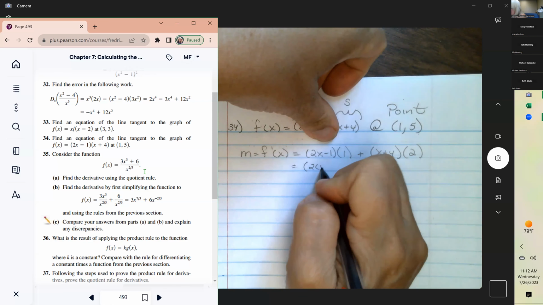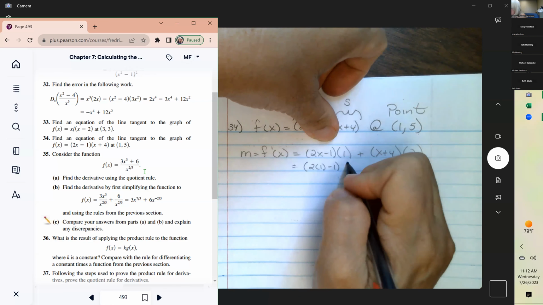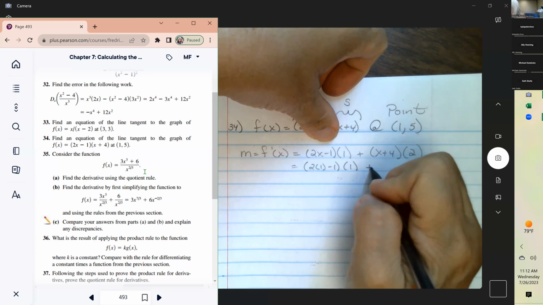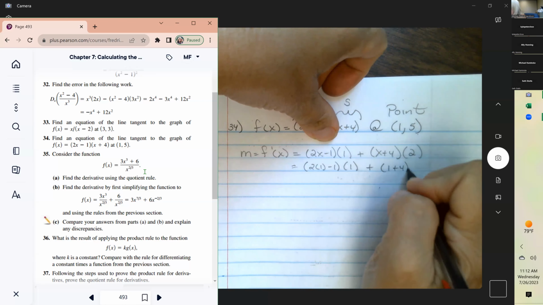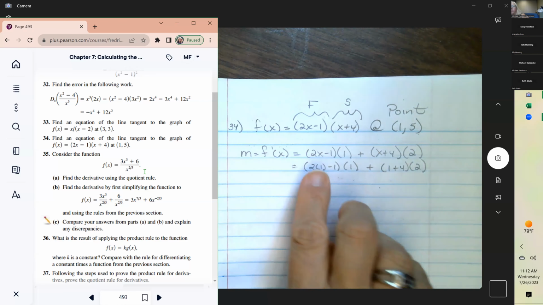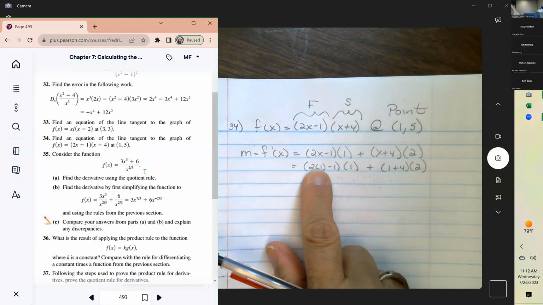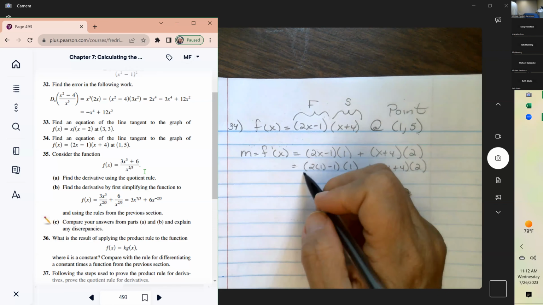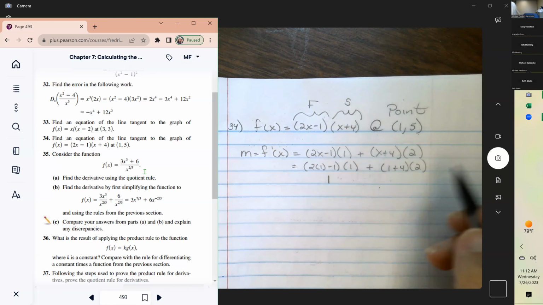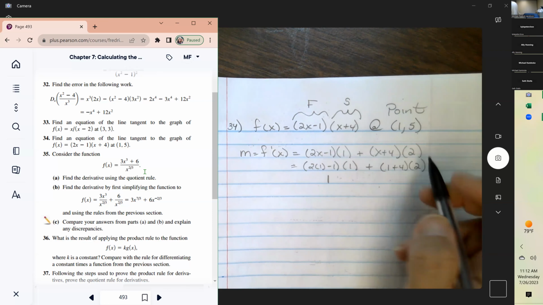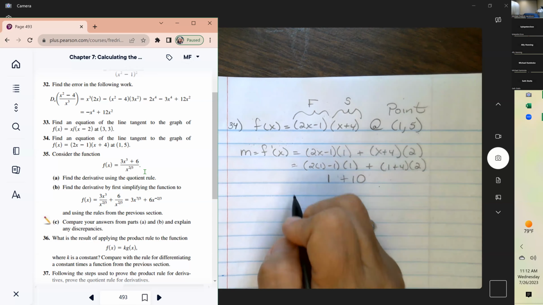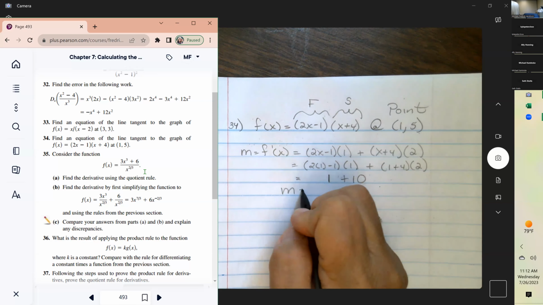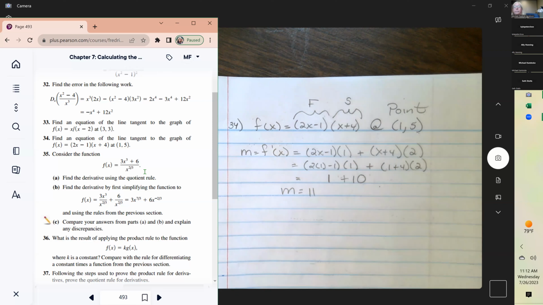2 times 1 minus 1 times that one plus 1 plus 4 times 2. 2 minus 1 is 1 times 1. This whole thing is just 1. Here we have 5 times 2, which is 10. Our slope is 11.